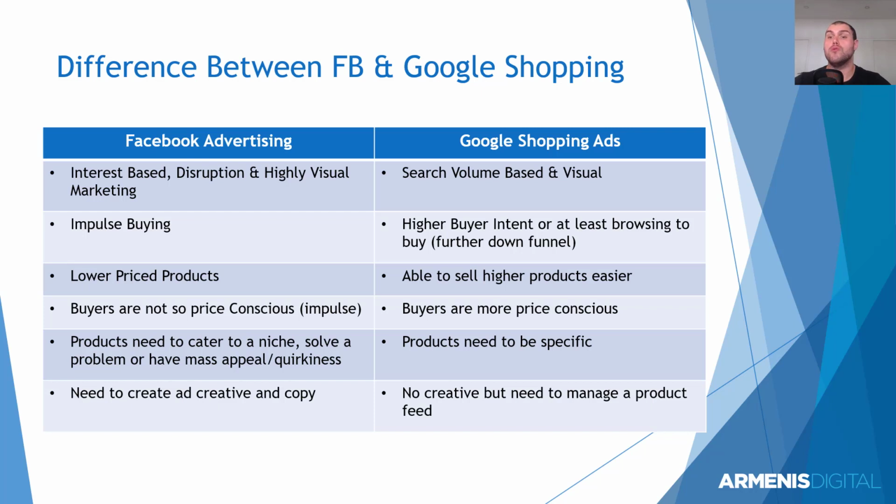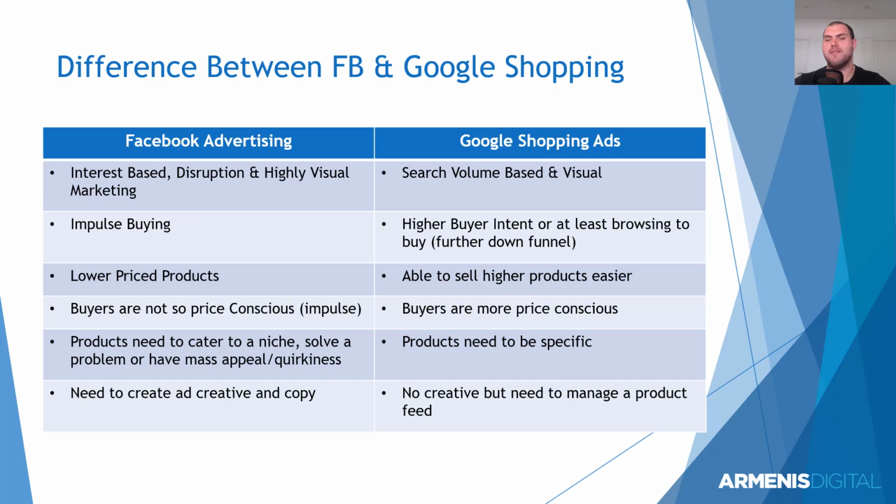Now, Google Shopping ads, on the flip side, they're based on search volume. So it depends on what people are searching. And it does have that visual component because people can see the image prior to clicking the ad. I'm going to show you what a shopping ad looks like in a second. So Facebook advertising is impulse buying.